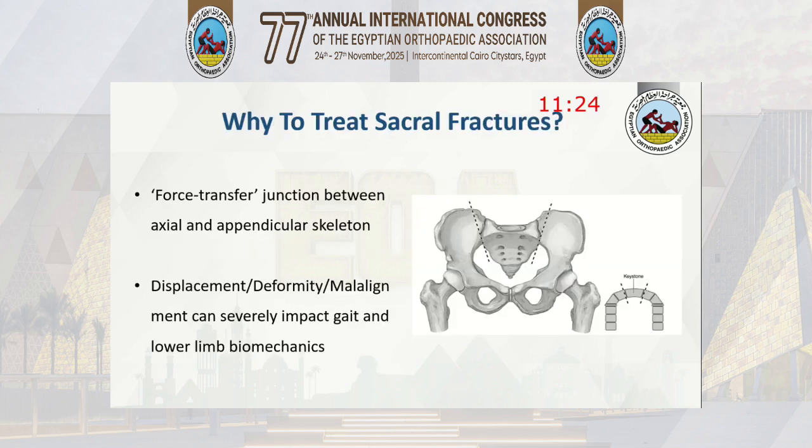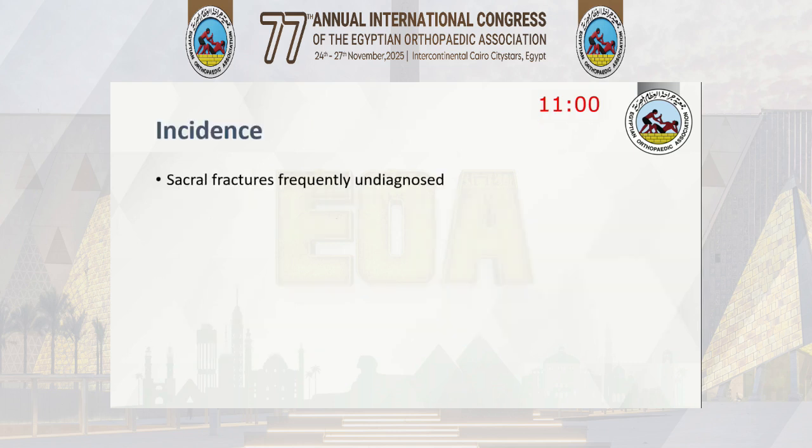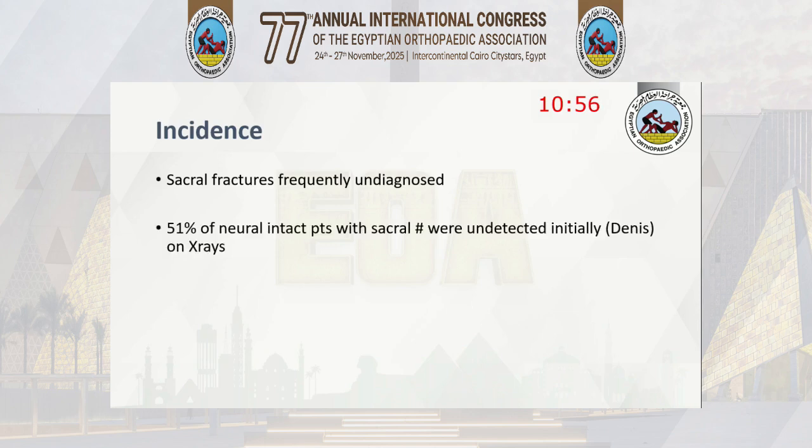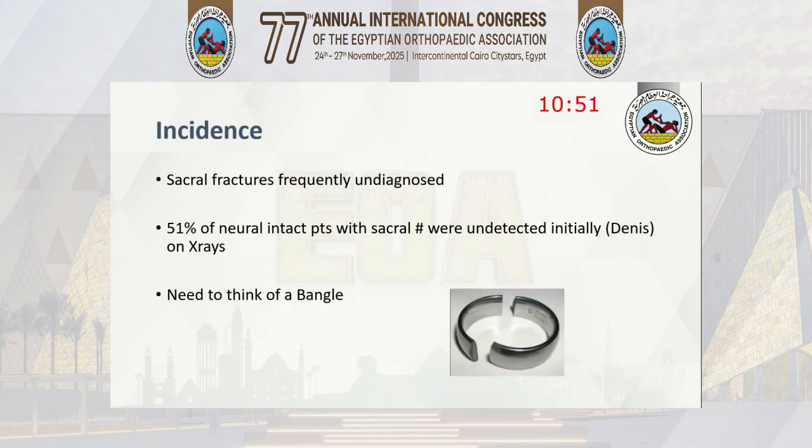First of all, why sacrum fractures are important. It's a force transfer between the axial and appendicular skeleton. And most importantly, even if there might not be any neurological problem, the malalignment impacts your gait as well as limb-length discrepancies, which can be a major factor. Usually, sacral fractures can be undiagnosed in a pelvic injury. If you look just at the X-rays, 51% were undetected.